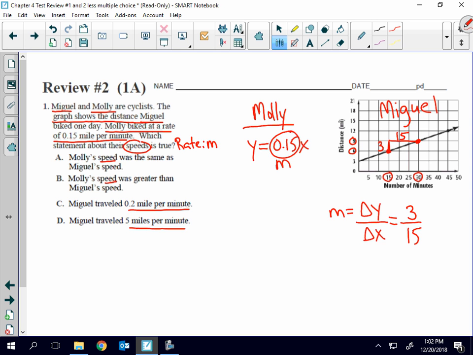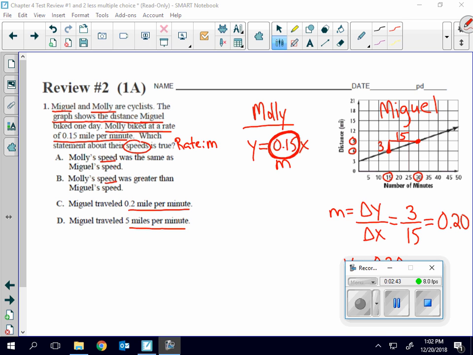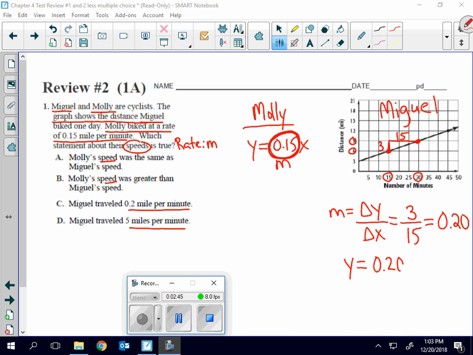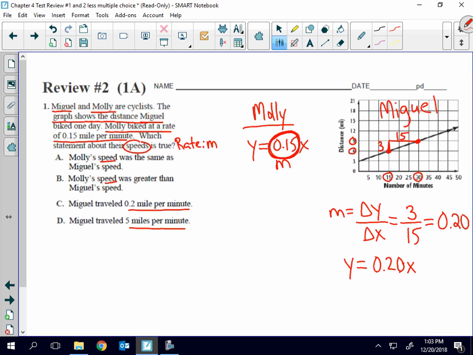And since Molly's slope is in decimal form, I'm going to go ahead and change this to a decimal as well. Just divide 3 by 15. On your calculator, 3 divided by 15 is 0.20. So then our equation for Miguel, if you want, we can write that. Y equals mx, so 0.20x plus the b in this case.